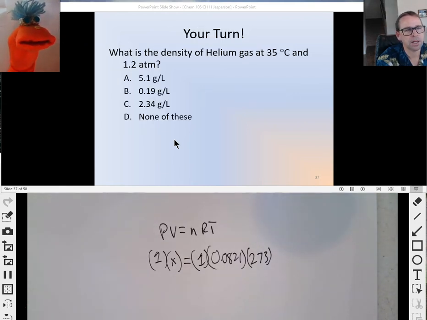All right, here you can use the ideal gas law to identify the PV and RT. To identify, it's a good practice. Why don't you guys go ahead and do this and try to find out what the density of helium is.